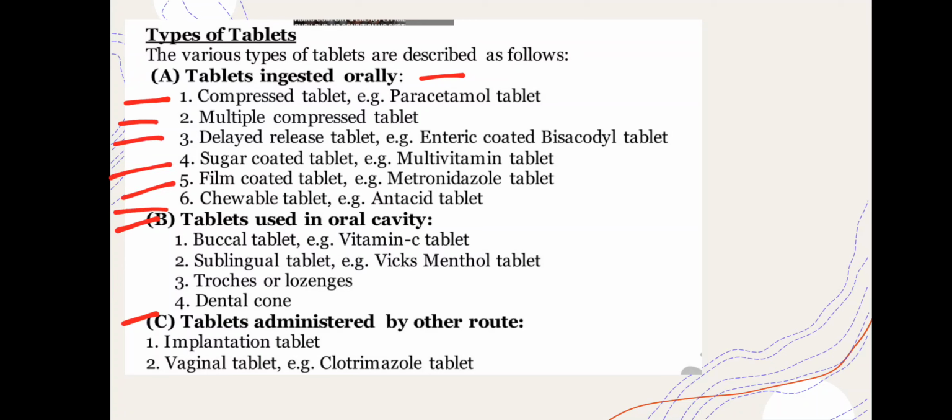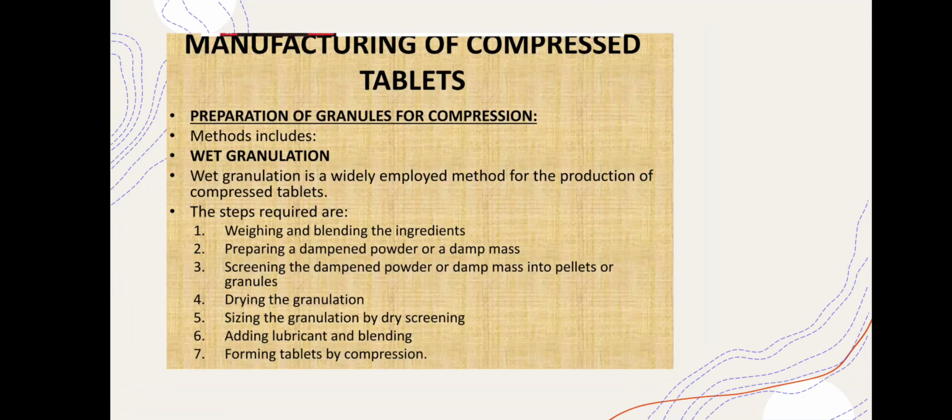Here used in the oral cavity: buccal tablets, sublingual tablets, lozenges and dental cones. Then tablets administered by other routes, like vaginal tablets and implantation tablets. That is all.